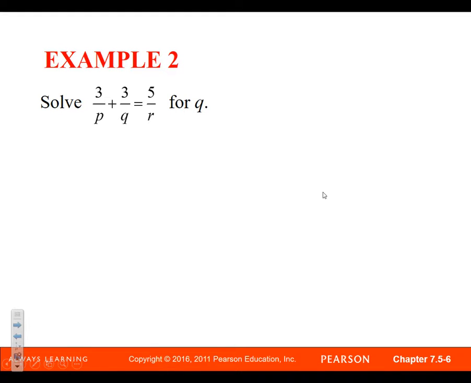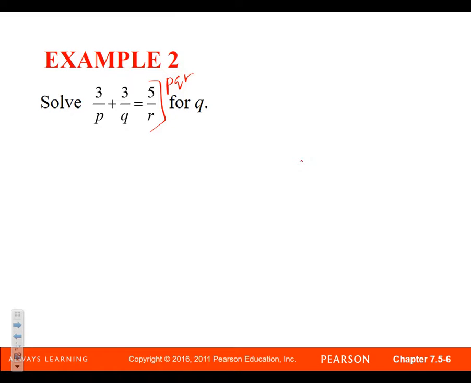Delicioso. Alright, here we go. This time we need to solve this for Q. Now, notice that here they didn't give us any values for P or R. That means that when we get a solution, it's going to have variables in it, P and R. Okay? So, what's my common denominator? PQR.